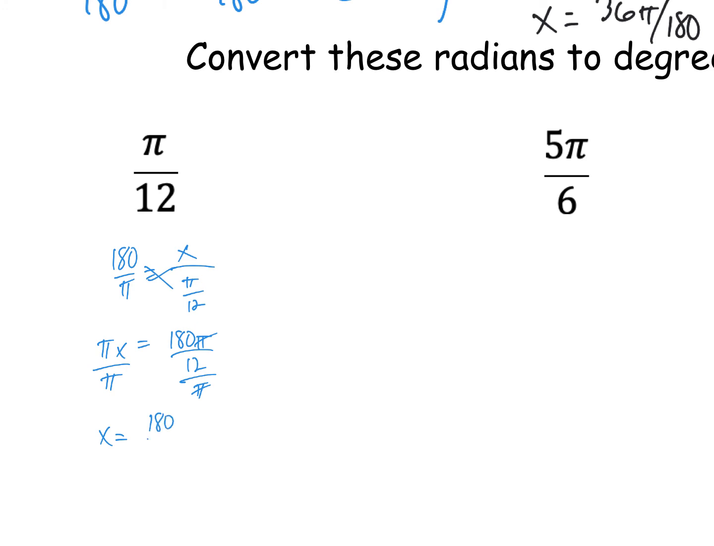equals 180 divided by 12. Let's see. I think they're both divisible by 12, but I don't know 180 divided by 12 off the top of my head, so let's divide them by 6, because I know 18 is divisible by 6. So this would be 30 over 2, which is 15. All right, so pi over 12 is the same as 15 degrees.